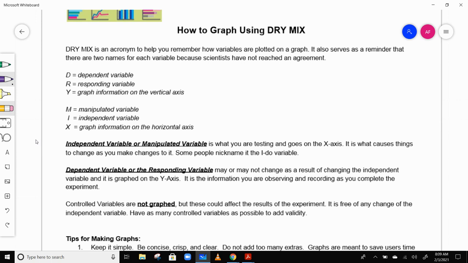So again, the independent variable or manipulated is what you're testing. It goes on the x-axis. It's what causes things to change as you make changes to it. Some people nickname it the I do variable. Okay, this is the one that you are determining. It causes things to change. It does not change in the experiment. It causes the change in the experiment.